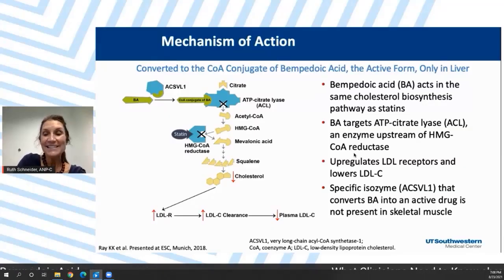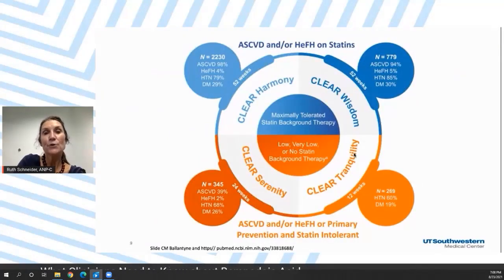Once bempedoic acid is in its active form, it blocks the ATP citrate lyase, ACL, and leads to upregulation of LDLR, upregulation of LDL-C, and decreased plasma LDL-C. All right, so what clinical trials have been done that look at the efficacy and safety of bempedoic acid? Actually, there were 4 trials that looked at those 2 things. These trials included Clear Harmony, Clear Wisdom, Clear Serenity, and Clear Tranquility.